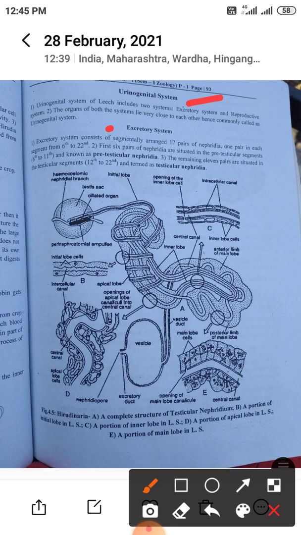The first 6 pairs of nephridia are situated in the pretesticular segments 6 to 11 and are known as pretesticular nephridia. They are at the beginning region, so they are known as pretesticular nephridia, and pre means starts. The remaining 11 pairs are situated in the testicular segments 12 to 22 and termed as testicular nephridia.